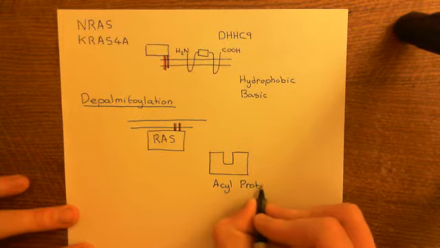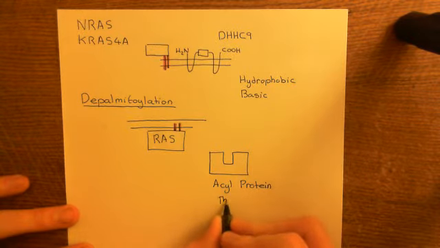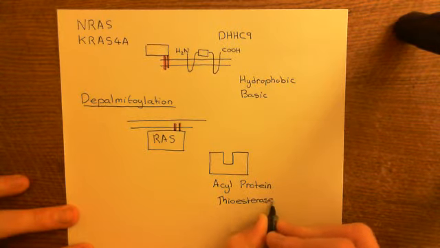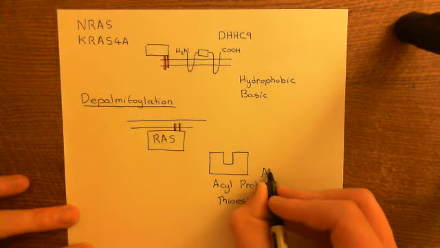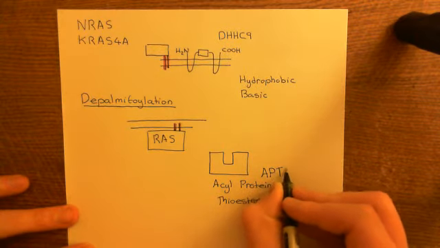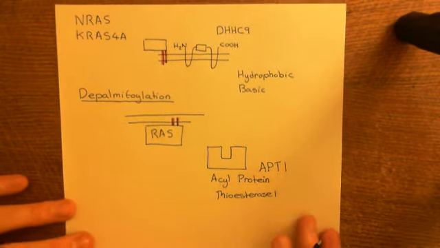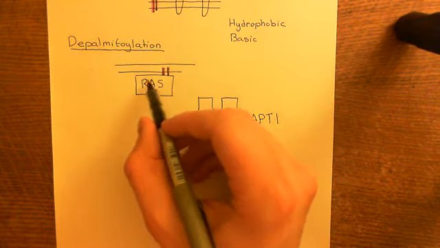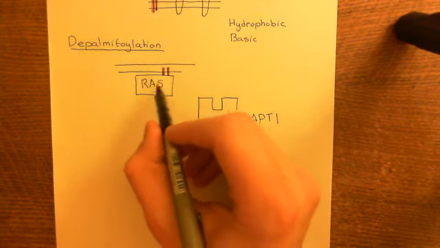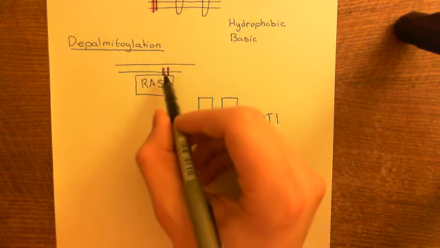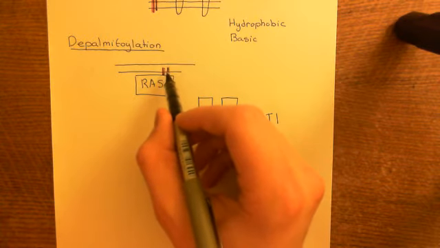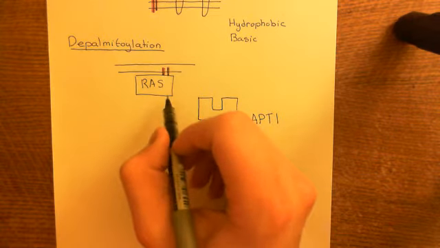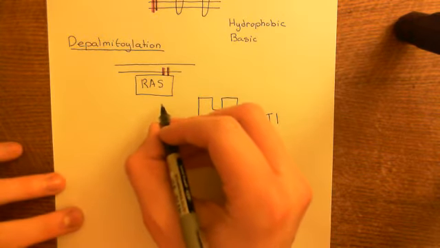Okay, so this is acyl protein thioesterase, specifically acyl protein thioesterase 1, often abbreviated to APT1: A for acyl, P for protein, T for thioesterase, and then 1. This enzyme can cleave off the palmitoyl group on the RAS protein. When it does that, the RAS protein will then only have the farnesyl group still anchoring it in the plasma membrane. And this releases the RAS protein from the plasma membrane.